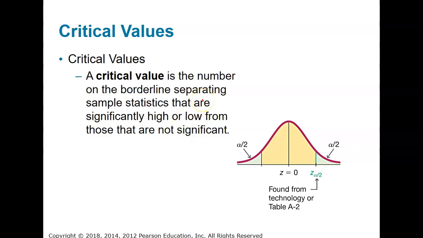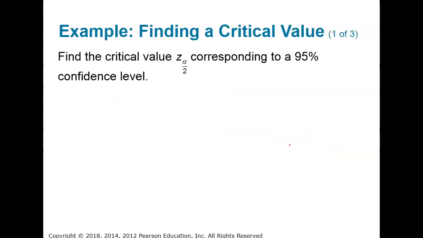To do confidence intervals, we have to learn about critical values. A critical value is the number on the borderline separating the sample statistics that are significantly high or significantly low from those that are not significant. So we're looking essentially for these values here or here. In the middle, these are not significant. Out here would be significantly high, and down here would be significantly low. We're going to learn how to find these cutoff values.